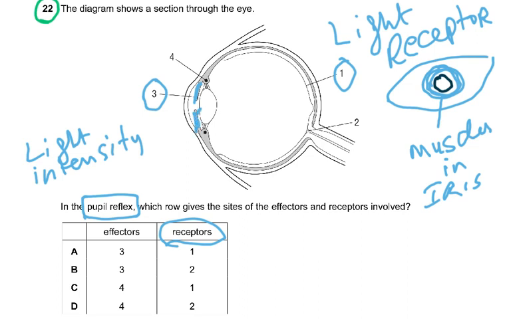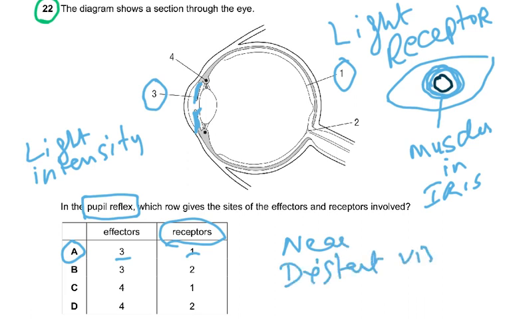So the iris is this. So you've got to understand that is why the answer would be A, because the receptor would be 1 and effector would be 3. But if this was asking for accommodation for near and distant vision, then of course the receptor would still be A, but then it would be 4, because this would be the ciliary muscle which is involved in accommodation for looking at objects near or at a distance.